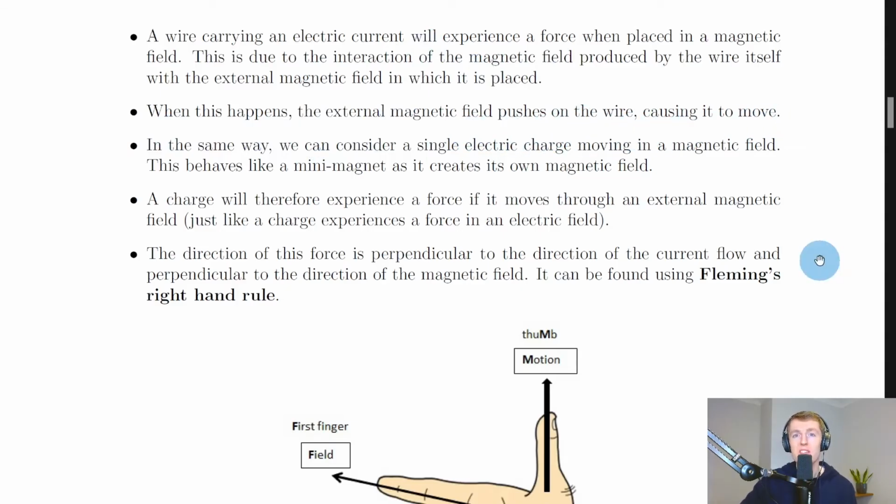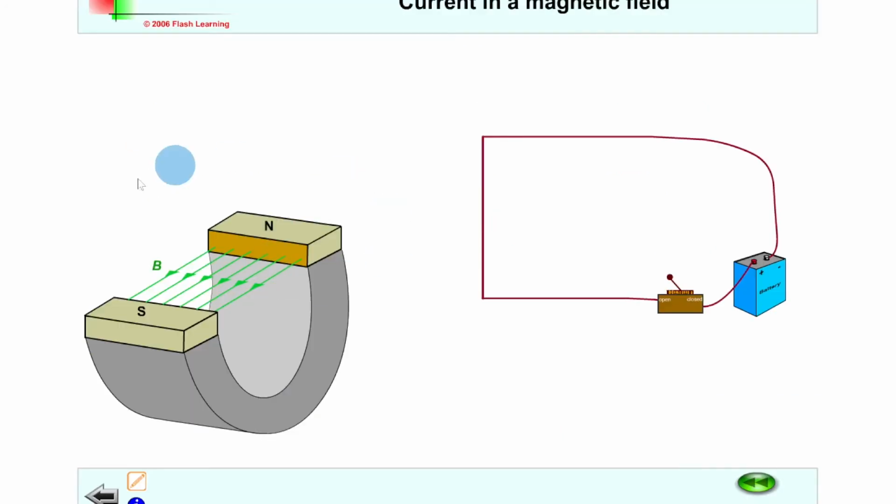And to help you visualize this, I'll just show you a quick simulation. On the left here, we have a big horseshoe magnet, which will be our external magnetic field. We've got the magnetic field lines going from north to south there, and we've got the symbol B here, which just represents magnetic field.